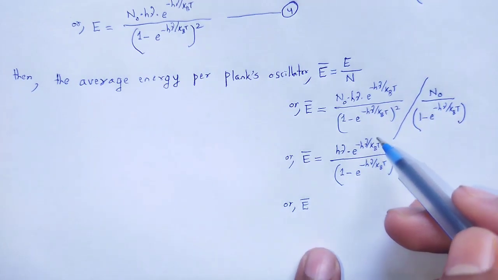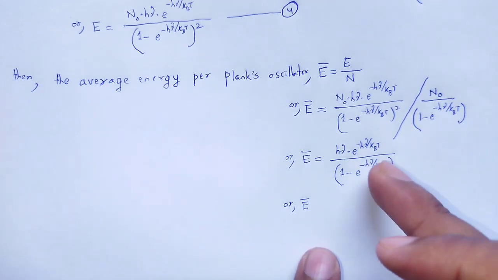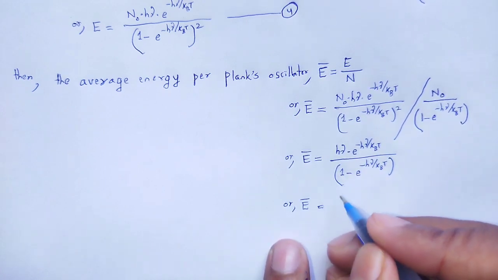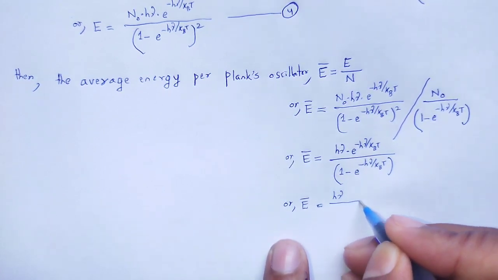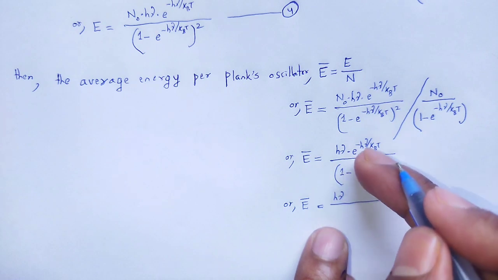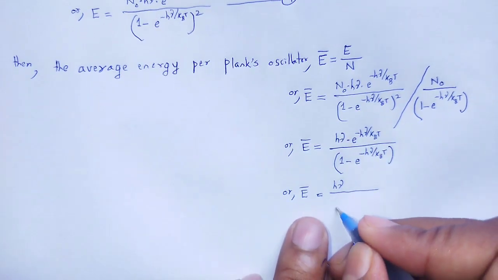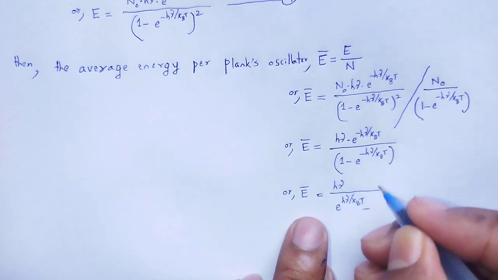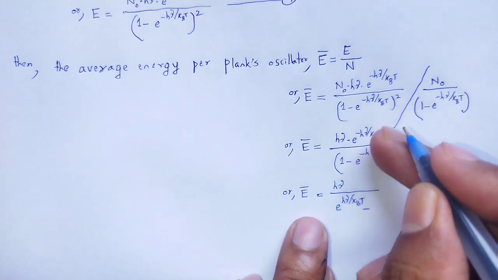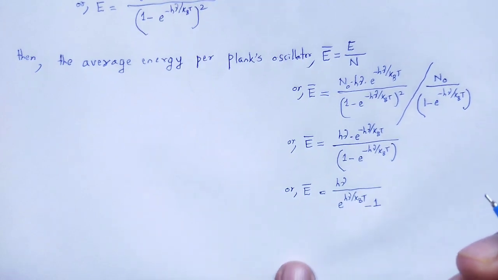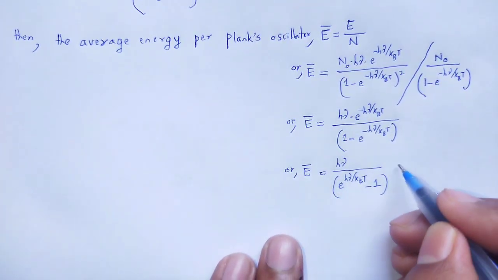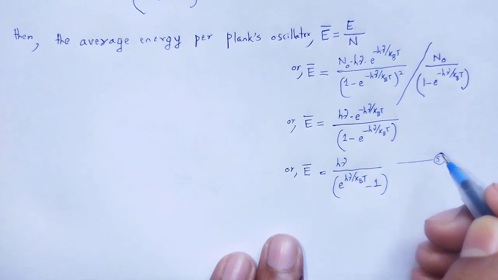Now in the numerator and denominator we divide by e to the power minus h nu by kBT. Therefore in the numerator we have h nu, and in the denominator, 1 divided by that term will be e to the power h nu divided by kBT minus this term divided by this term, that is 1. So the average energy is calculated.